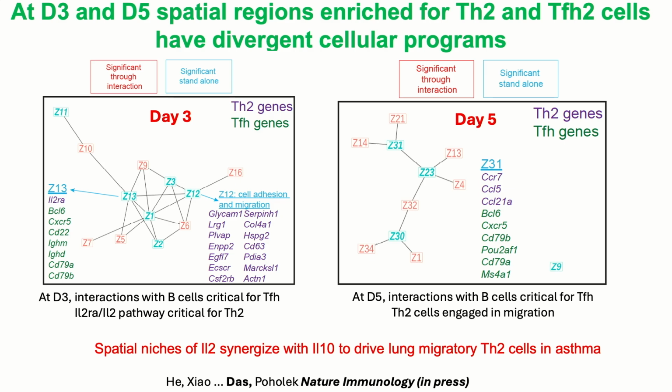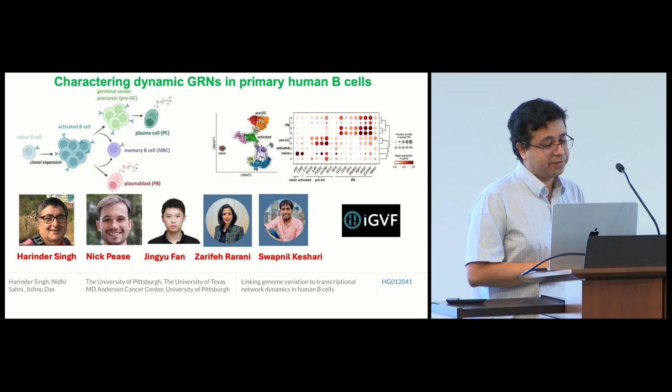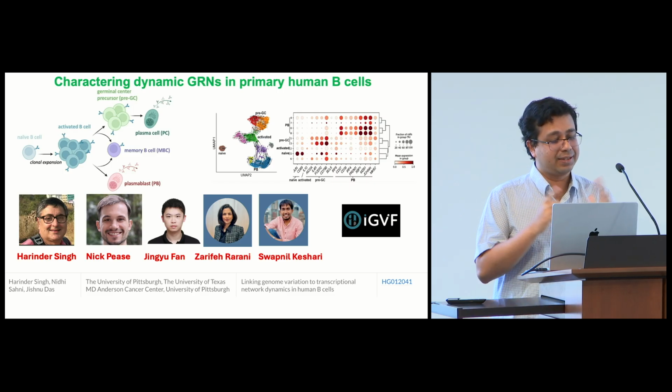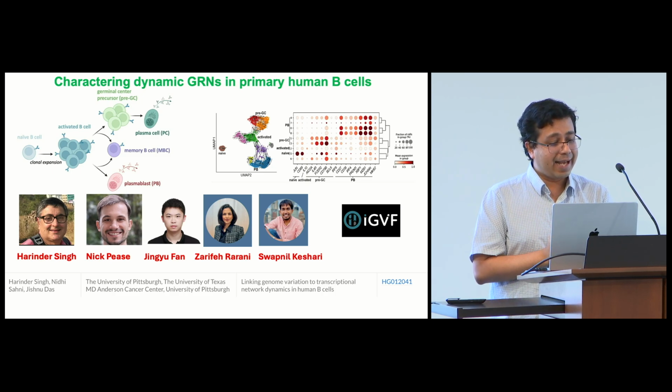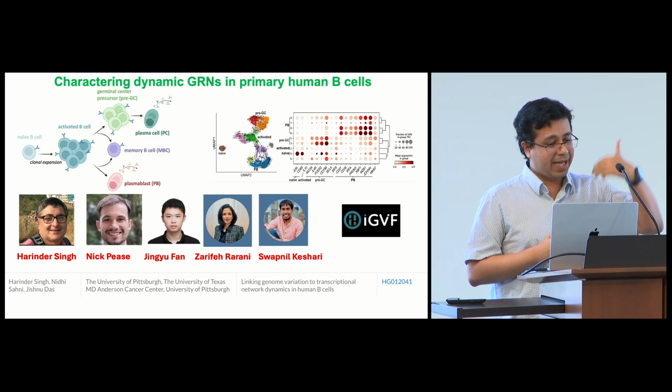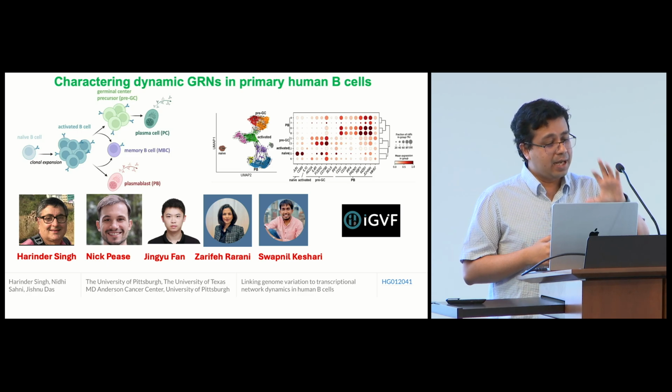And for the last piece, I'll talk about characterizing dynamic gene regulatory networks in primary human B cells. So we are a part of the IGVF consortium, so it's a multi-PI grant that Harinder and I have. So this was work co-led by multiple people in our labs, where we are looking at B cells, so naive B cells. This is an in vitro system, but with primary cells, they are differentiated into activated GC-like extrafollicular-like cells.